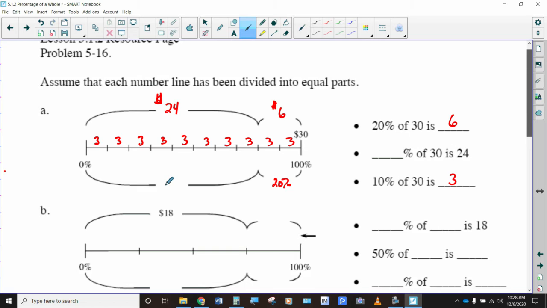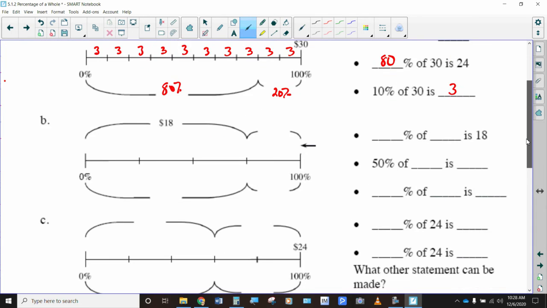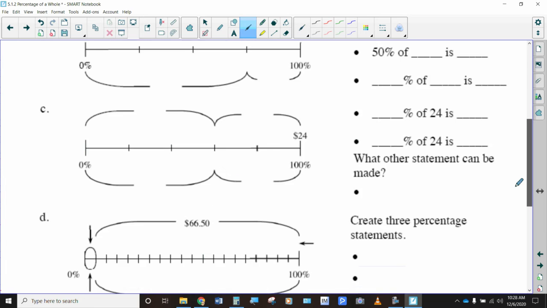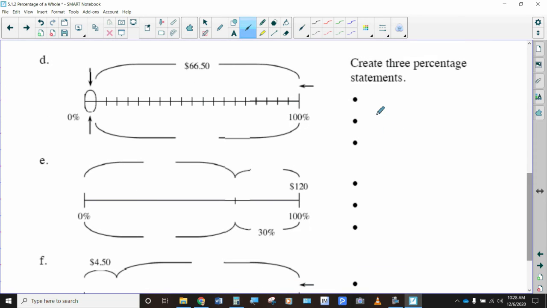So what percent does this have to represent? If this was 20, the rest of it must be 80%. So we're going to finish out that statement by writing in 80% of 30 is 24. Okay? So eventually, we're going to follow these models here to help us. And then eventually, we're going to get to the point where we can just write our own statements down here.